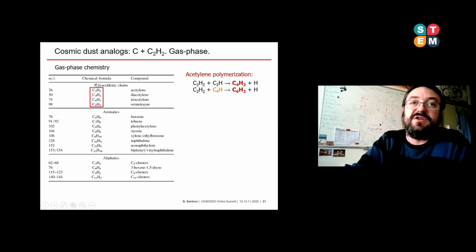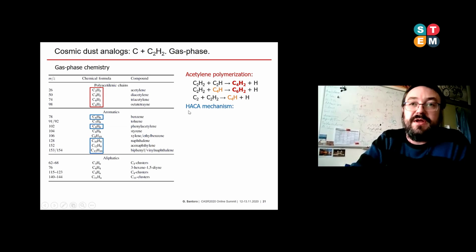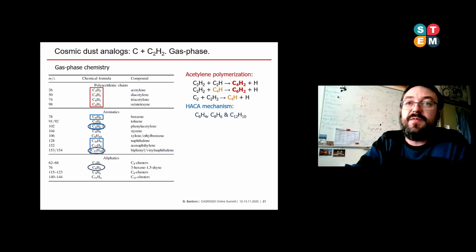For the formation of polyacetylenic chains, this is driven by the acetylene polymerization, that is a known process mediated through these two radicals. I remind you that C4H was formed starting from the atomic carbon. In the case of aromatics, we suggest that they are formed by the so-called hydrogen abstraction acetylene addition mechanism, the HACA mechanism. That is a known process, and we also observe some key intermediates in this reaction. So that points towards the HACA mechanism.